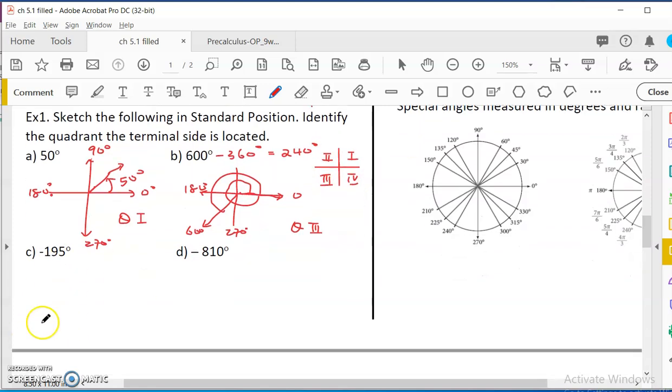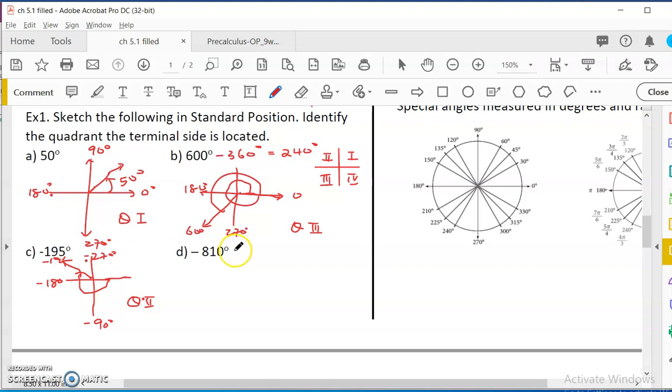Negative 195. Negative means you go clockwise, so go down like this, right? So how do I know where they are? I would say this is negative 90. This is negative 180, and then this would be negative 270, right? So negative 195 would be around quadrant 2. So I put my arrow like that. That would be negative 195. It's in quadrant 2.